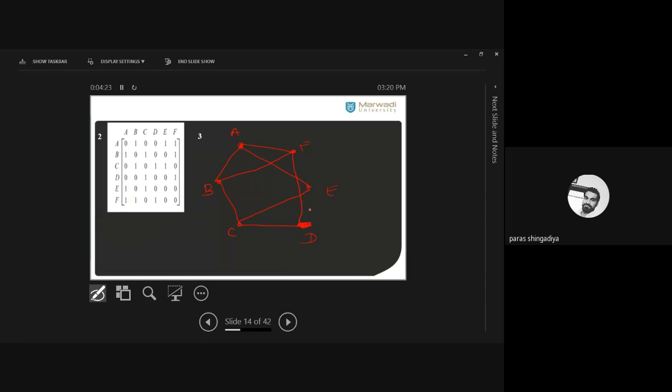ठीक है? Connectivity means vertex A is connected with B, E, and F. So you can place the vertices anywhere in the graph, but they connect with the same ones. Clear? You have to consider any place in the graph. The connectivity should be fixed. Connectivity should be the same. Is it clear?